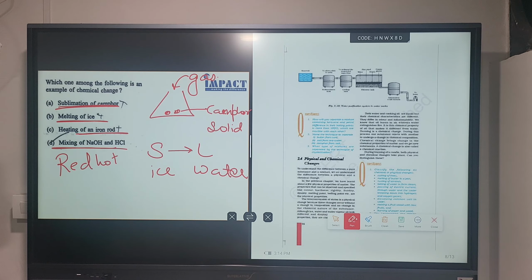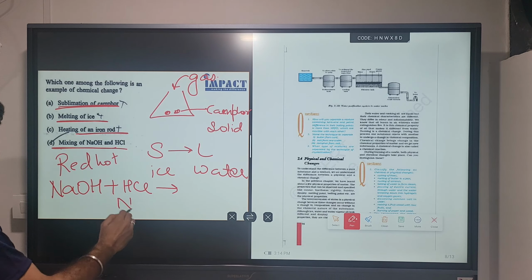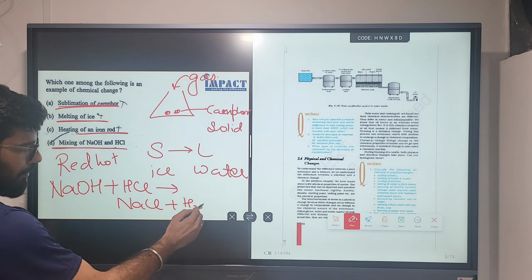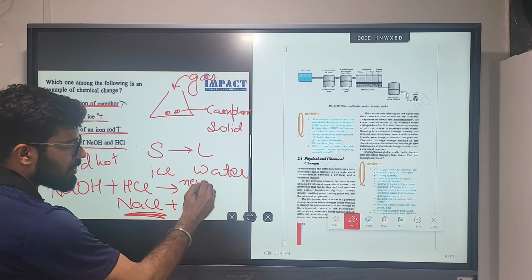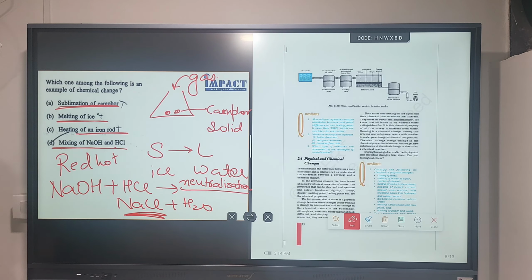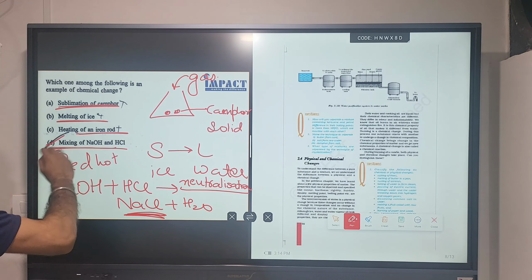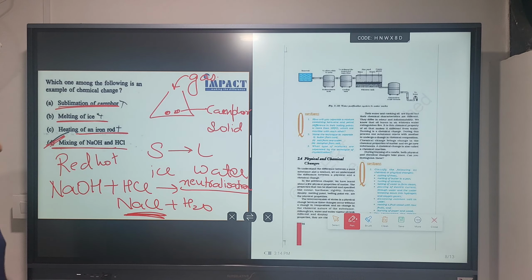Last option, mixing of NaOH and HCl. When you mix NaOH with HCl, it forms NaCl and water. Here a new compound is formed, and this reaction is known as neutralization reaction. In the acid-base chapter, we read about this reaction, and this is your right answer because a new compound is formed, and that is the definition of a chemical change.